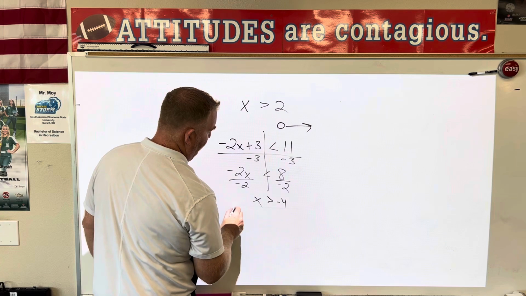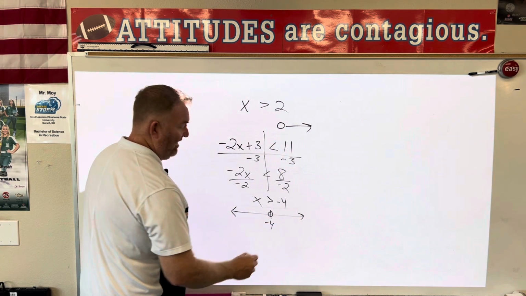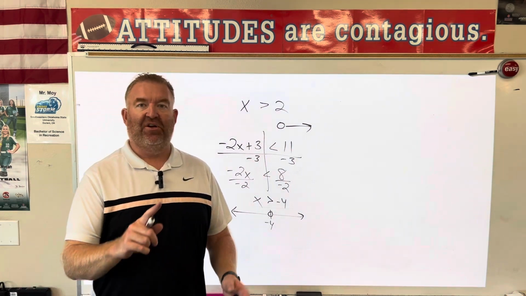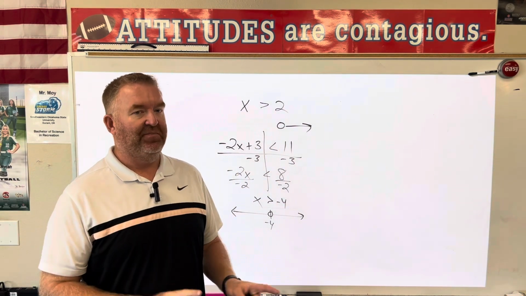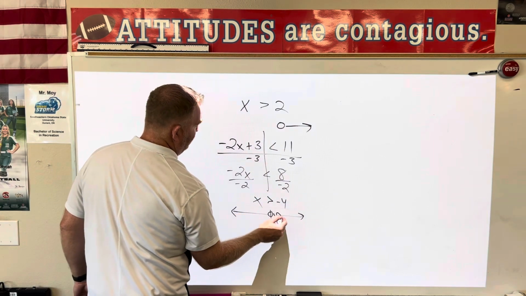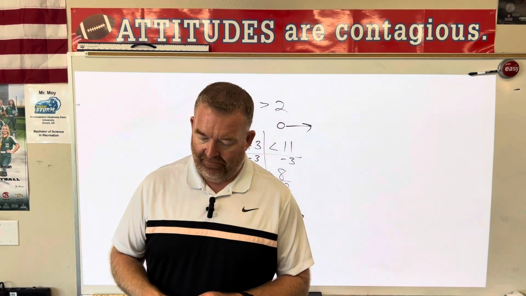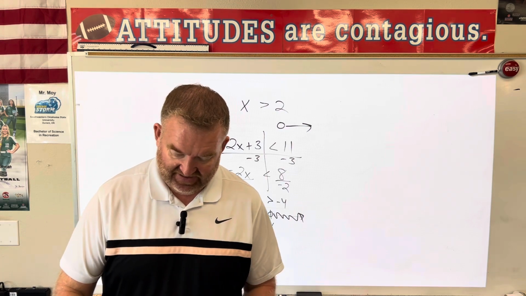Negative 4. So that would be on your test. A lot of you guys are going to choose negative 4, which is correct, but you're going to shade the wrong direction because you're going to forget to flip the arrow. Okay, you've got to remember to flip that arrow. So greater than, so it's going to shade to the right. Okay. I really think that's it. Like it's not overly confusing.